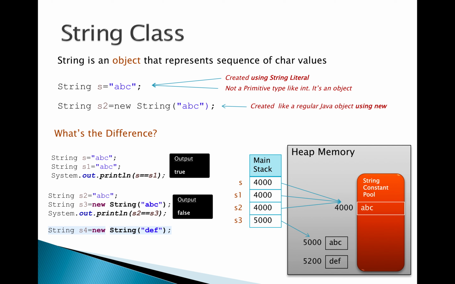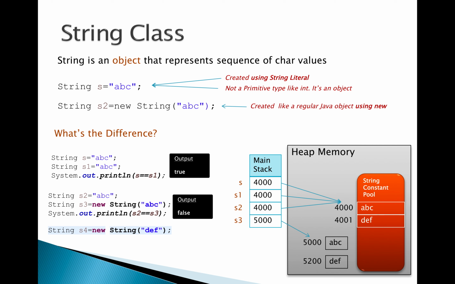Any constants that you define in the program, a, b, c, d, f, or any constants you create in the program will be created in the string constant pool. Whether you refer to that or not, that's a different story, but it is going to get created in the string constant pool. So you define def, it is not there. If it is not there, we are going to create a def there, which is going to be in a different memory location.